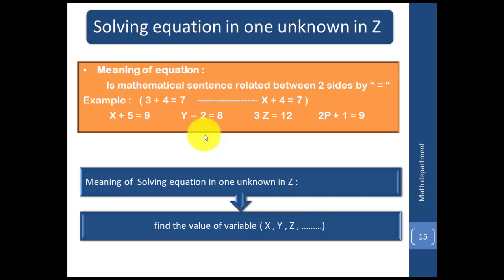To find the value of a variable in any equation, we may have one operation and we may have two operations. Like the first example, x plus 5 equal 9, with x we have plus 5. Y minus 2 equal 8, with y we have minus 2. 3z equal 12, with z we have times. 2p plus 1 equal 9, here we have two operations, plus 1 and times 2.